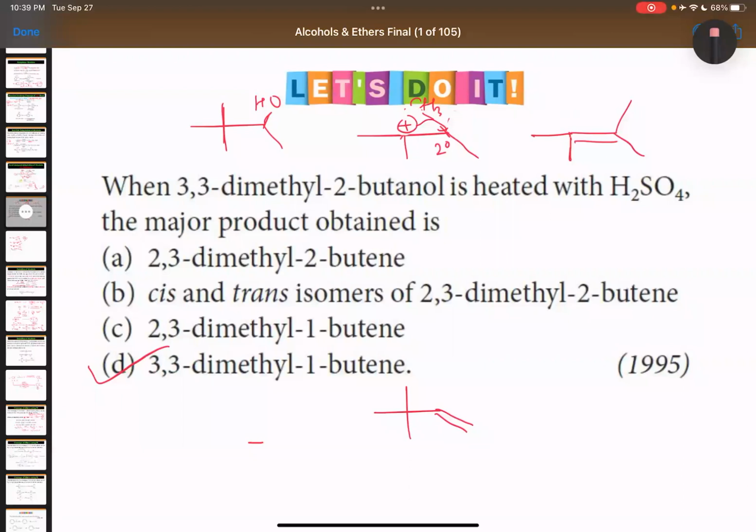Now you have to make the most branched alkene. The two things you need to keep in mind. This is not going to be the answer. The answer is going to be this one. You need to check the possibilities of the rearrangement. That is the first thing. Once you have the most stable carbocation, then you need to make the most branched alkene, which is the most stable one, right? Yes, sir. That's how we are going to do it.